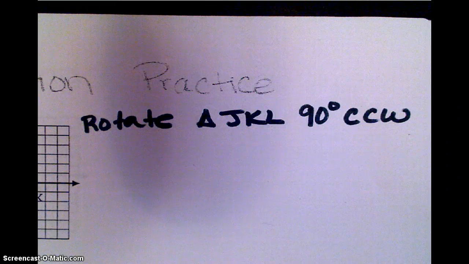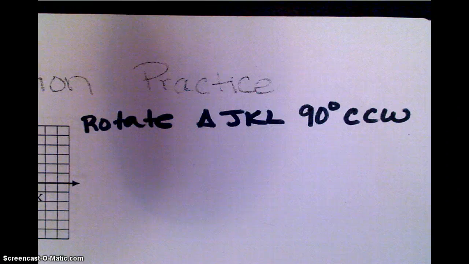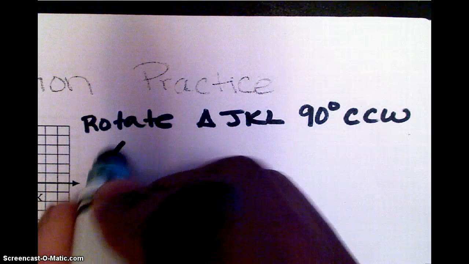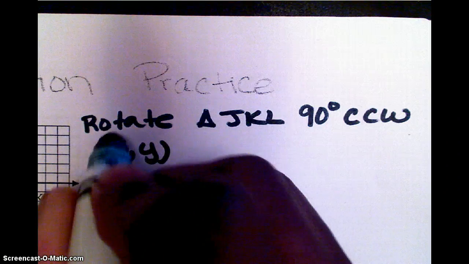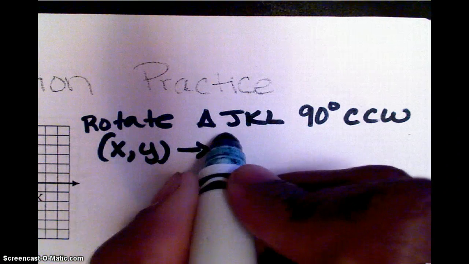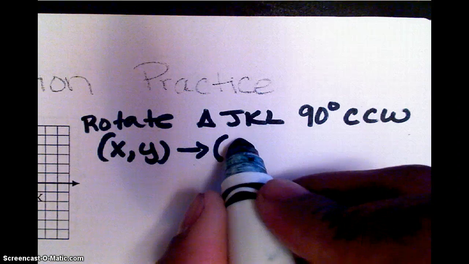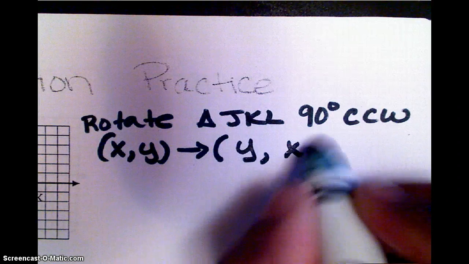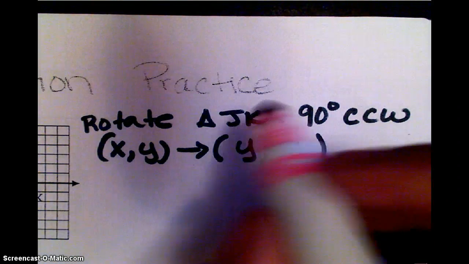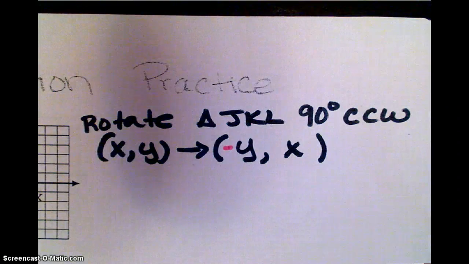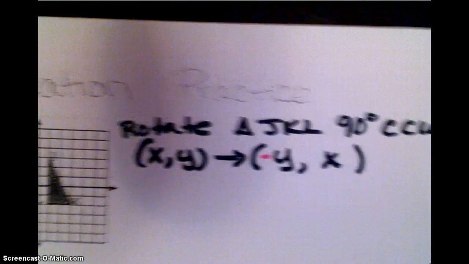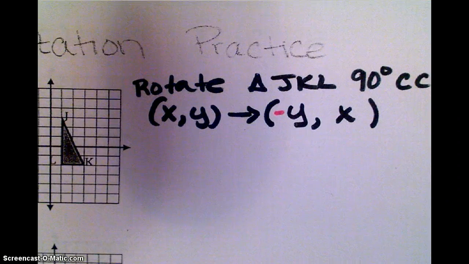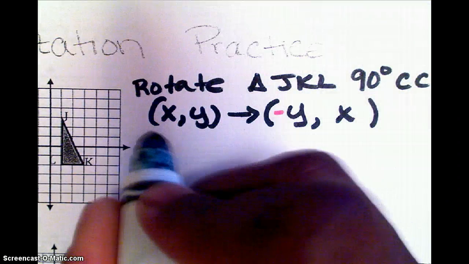I'm going to look on my second page and see what the rule is. I'm going to take my original x and y, then switch them, and then take the opposite of y. So what I need to do first is find the ordered pair for J, K, and L.